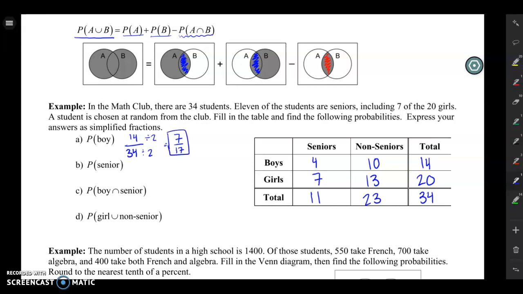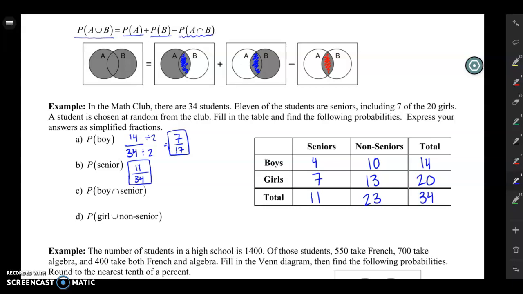Now let's look at the probability of choosing a senior. So I'm choosing from all the kids, so I'm still choosing from all 34 kids. And in this case, there are 11 seniors. So the probability is 11 over 34, and that fraction can't be simplified because 11 is prime.